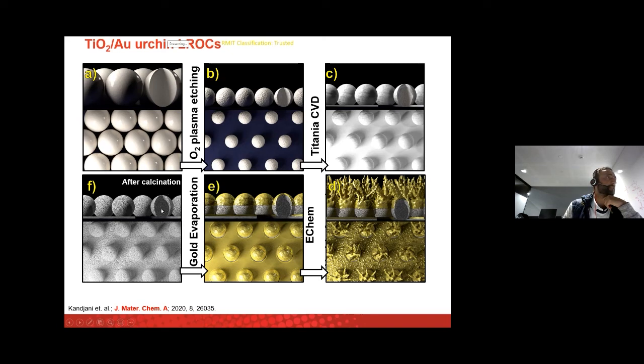Again, as I mentioned before, once you calcine it, the polystyrene escapes the structure and you get these hollow spheres, and then we deposit our gold as we've done before on polystyrene. Now we know that once we electrodeposit spikes on it, we get these nice urchin-like structures. But what we're trying to do here is also control the spacing between the urchins, as well as having the added advantage of the photoactive urchins.